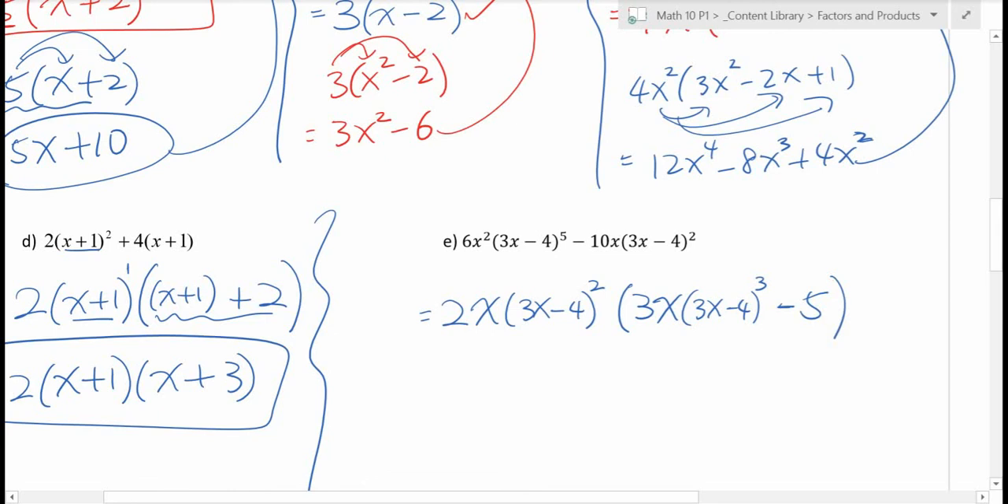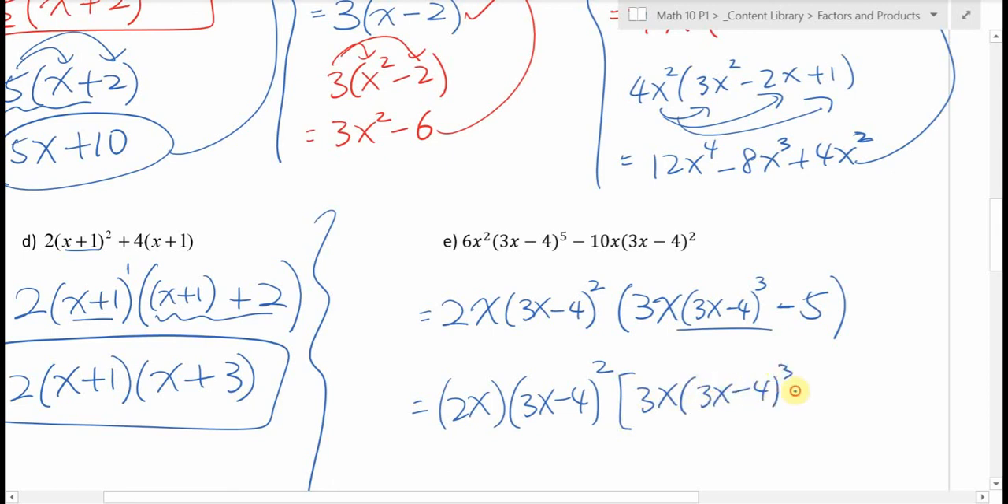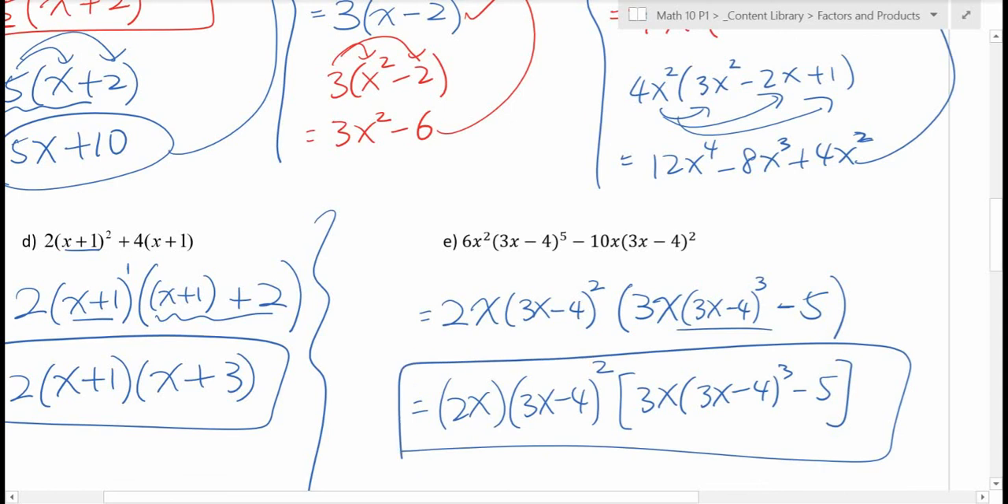There's no point of expanding this, because then that's going to make it really, really ugly. So in this case, I would probably rewrite this as 2x in bracket, 3x minus 4 in bracket squared. And then because we have brackets here, I'm probably going to write this as a square bracket. You don't have to, but it just looks a little bit nicer with different kinds of brackets, to show that these two brackets go together. Okay, so it's just more clear, that's all.